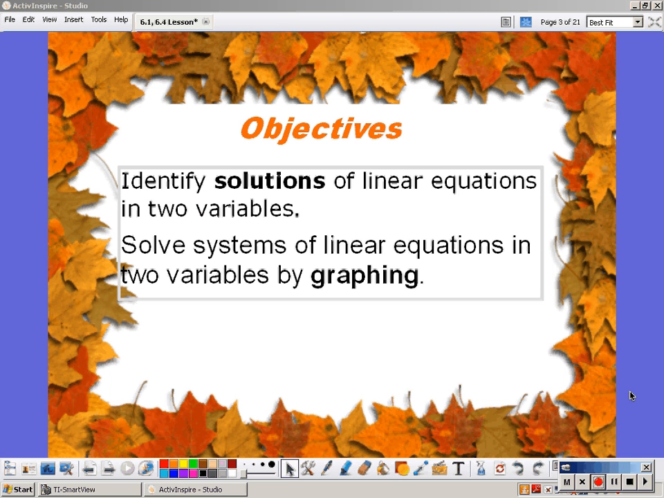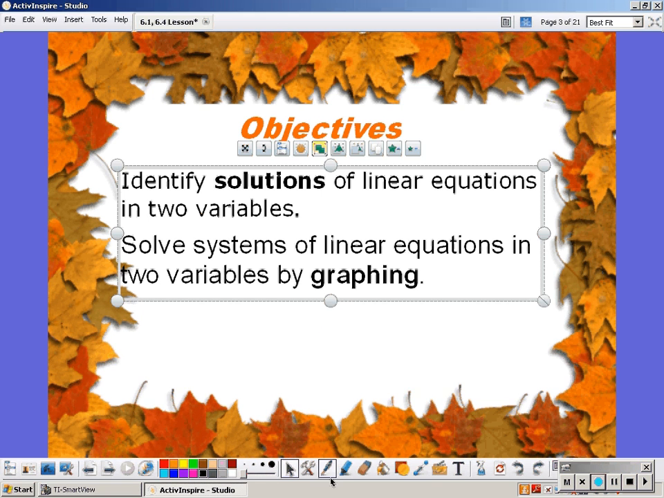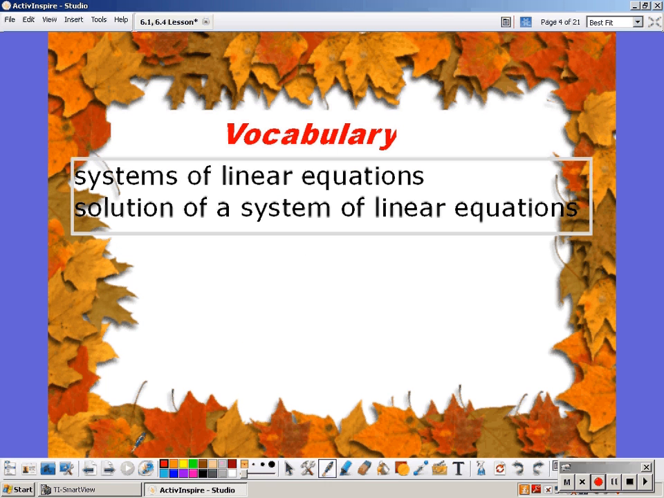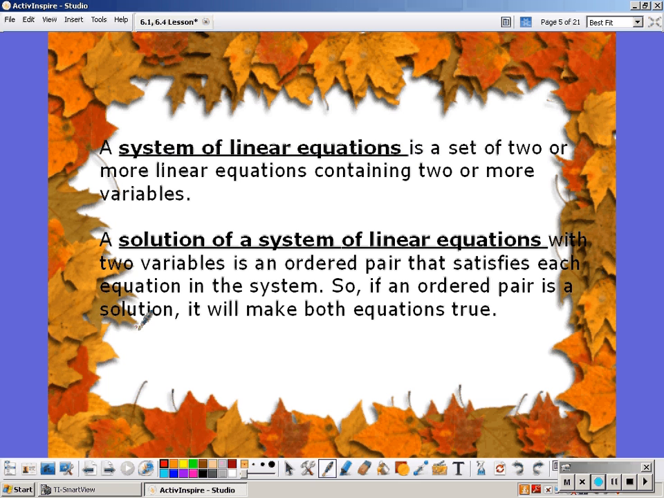And so the words that you want to fill in are solutions and graphing. And then there's the vocab that we're going to learn today, and here's where you'll fill in the definitions. So a system of linear equations is two equations and they both have the same two variables in them. So like it's two equations and both of them have x and both of them have y.